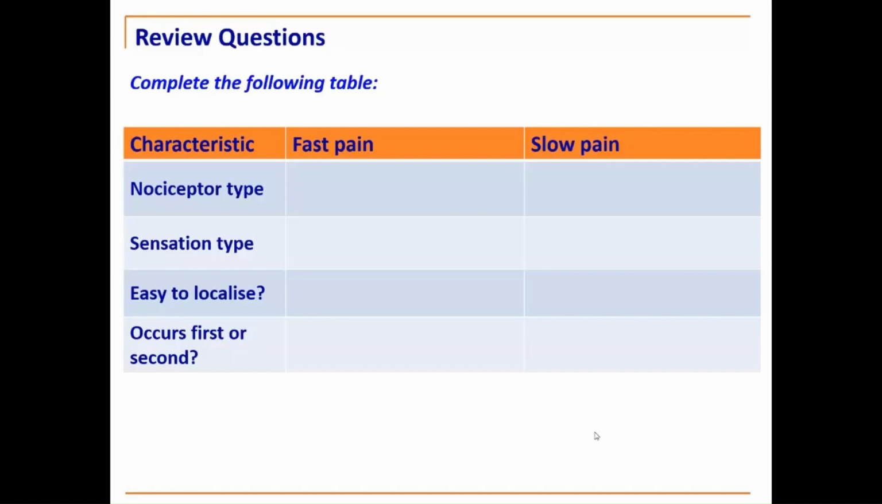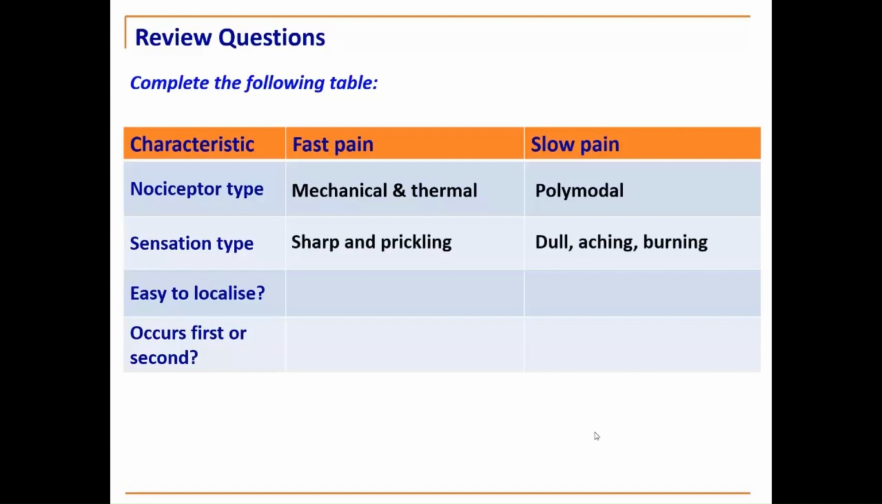So nociceptor type for your fast pain, that's mechanical and thermal. For the slow pain is polymodal when you get that chemical release. Sensation type, sharp and prickling. Slow pain, dull, aching, burning. Is it easy to localize? That fast pain, yes it is.